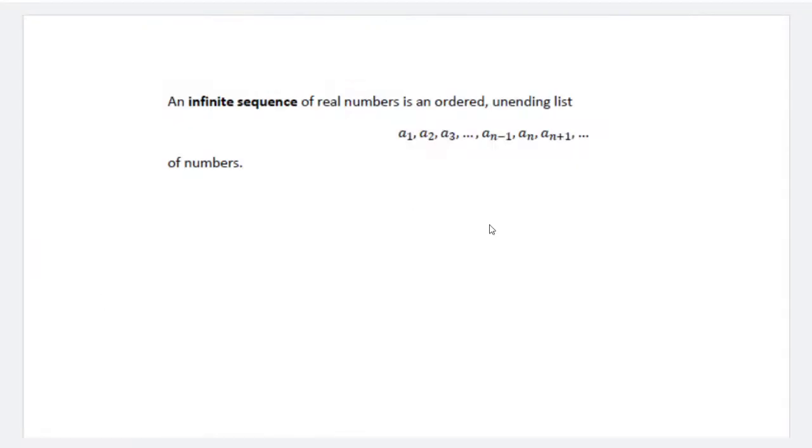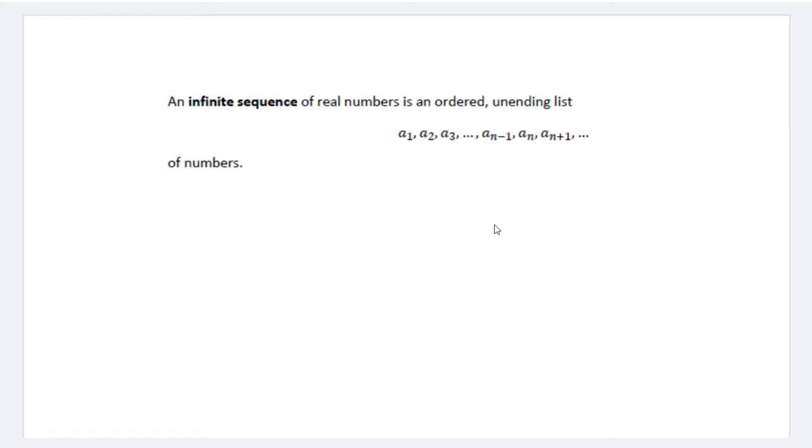So this is our first lesson for Calculus 3. The topic is on sequences, specifically infinite sequences. So first, let us define what is an infinite sequence. An infinite sequence of real numbers is an ordered unending list.